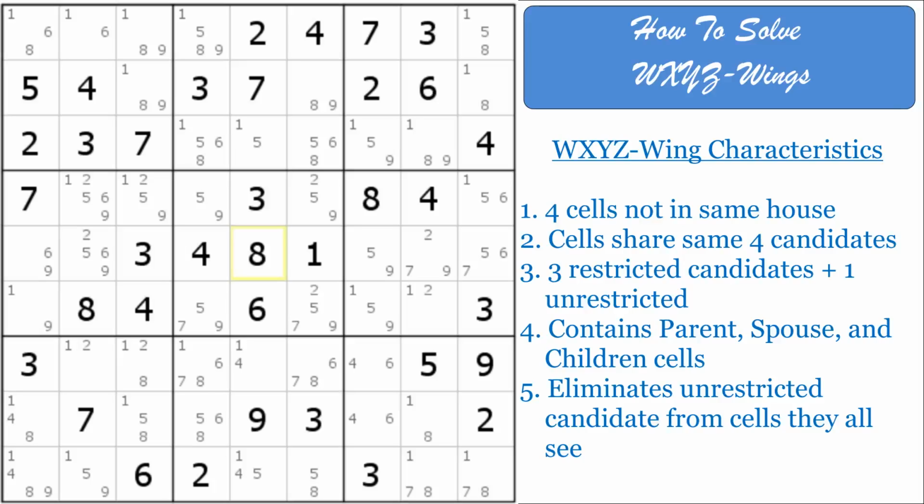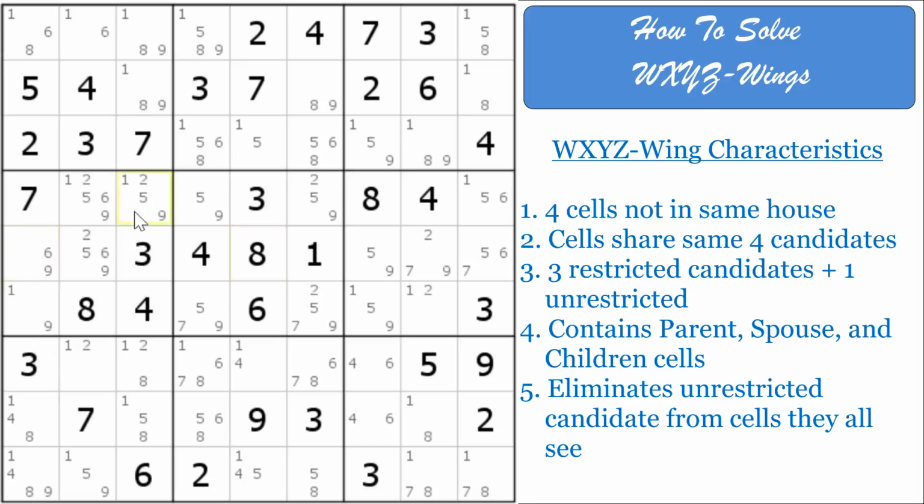Now, 3 of the candidates can all see each other. And so what that means is of the 4 candidates, 3 of them will have a relationship with, they can all see each other. And so to make this a little easier, let me point out the WXYZ-Wing that's in this puzzle.